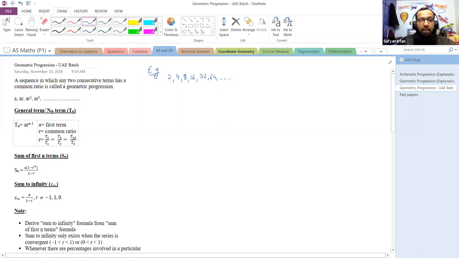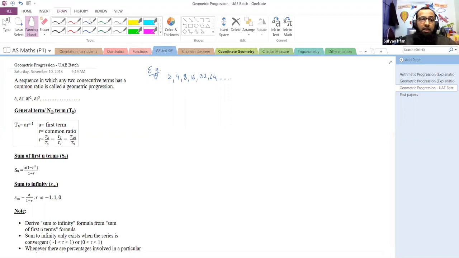So the first term is A, the second term is AR, the third term is AR square, the fourth term is AR cube. What is happening? R is being multiplied. R is a common ratio. We can see R is a common ratio, and the common ratio is being multiplied.